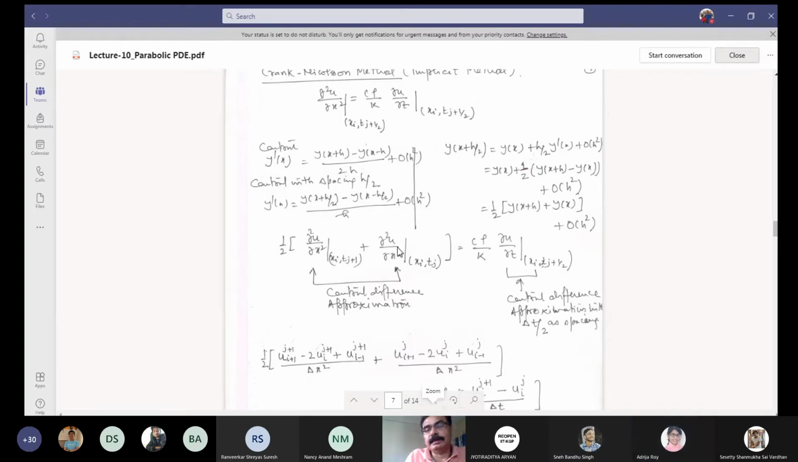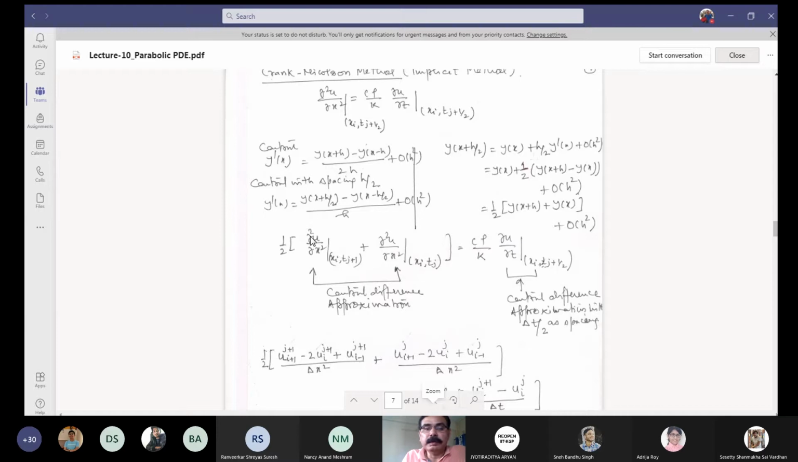Is this clear? On the other side, we'll use the central difference approximation with delta t by 2, which I will use in the next system. So here I have put it as it is.